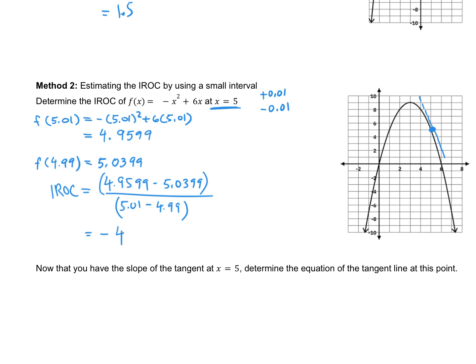So if you actually look at my sketch of the tangent, my tangent line looks more like a slope of -3. So not the most accurate using the graphing method. This is, I would say, a lot better. And when you get to calculus, you'll get to an even better method.